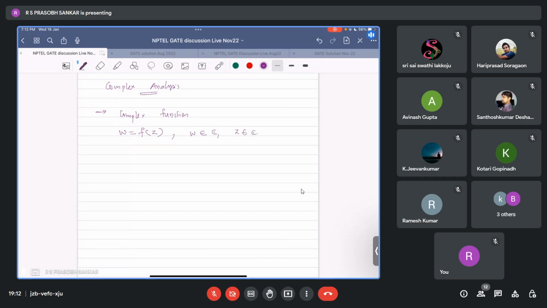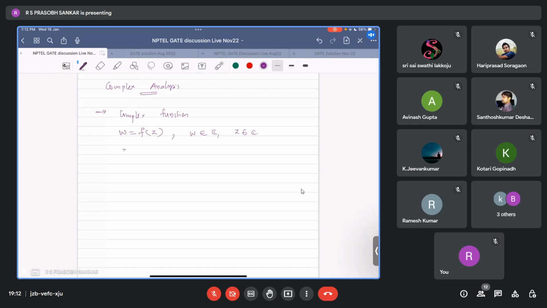We are already very much familiar with what a real function is and how you define real functions. A complex function is an extension of a real function to complex numbers. So this function f will take a complex number as the input and will give a complex number at the output. That is how we define a complex function.